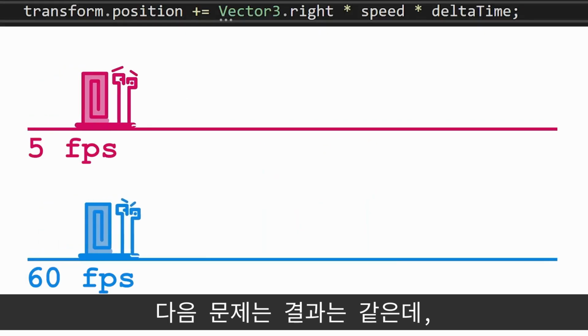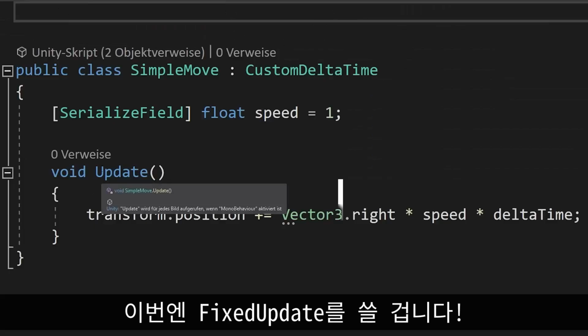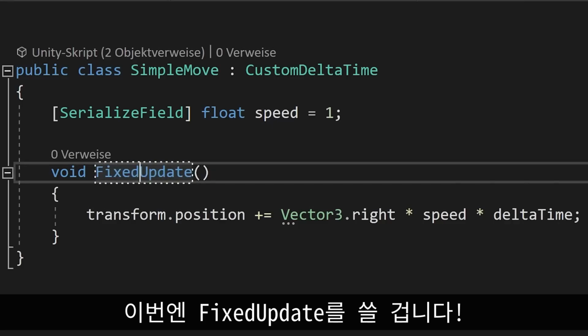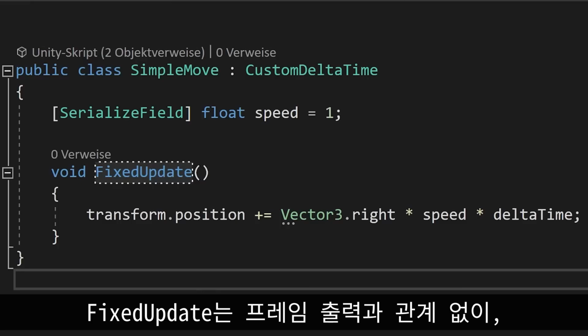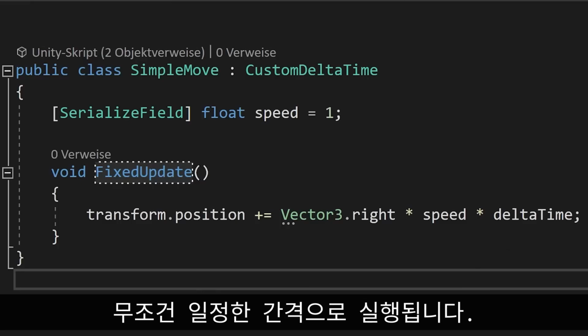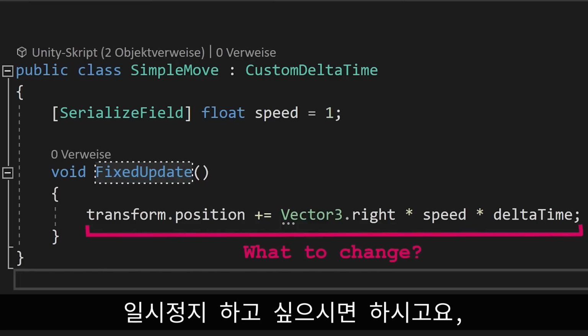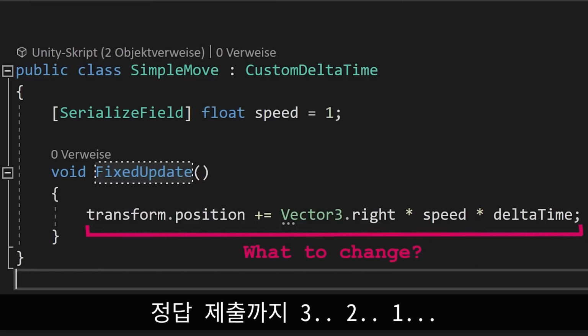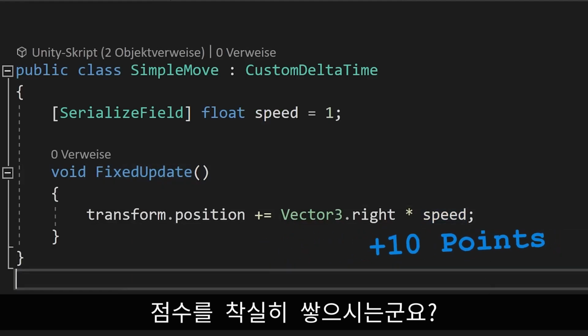For our next challenge, we want to achieve the same result. We want both snails to move at a consistent speed, but this time we want to code it in fixed update instead of update. Don't worry, these are still the very easy questions. For those who don't know, fixed update happens a fixed amount of times every second. The question is, what do we have to change here to make this code work? Pause the video if you want to, and I expect your answer in 3, 2, 1. We, of course, need to remove the DeltaTime. Oh, you're really racking up the points there.